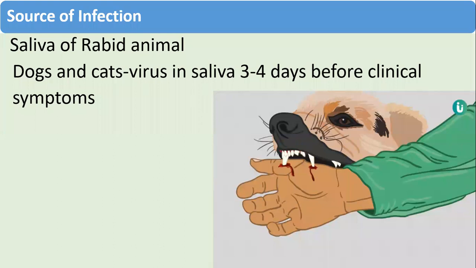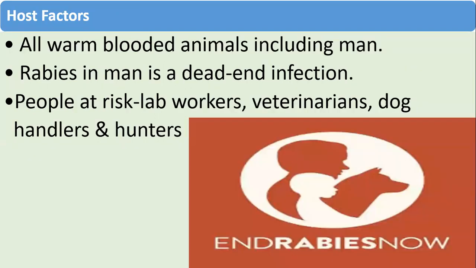Let's talk about the source of infection. The main source of infection is the saliva of the rabid animal. Dogs have virus in saliva 3 to 4 days before clinical symptoms. As far as the host factor is concerned, all warm-blooded animals, including man, are susceptible. Rabies in man is a dead-end infection, and the people at risk are lab workers, veterinarians, dog handlers, and hunters.